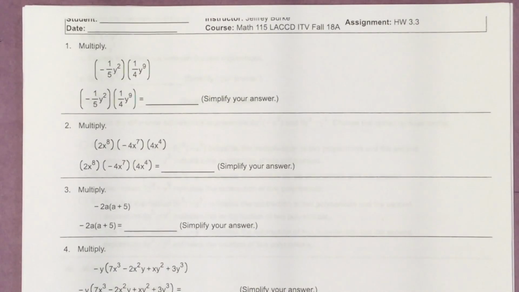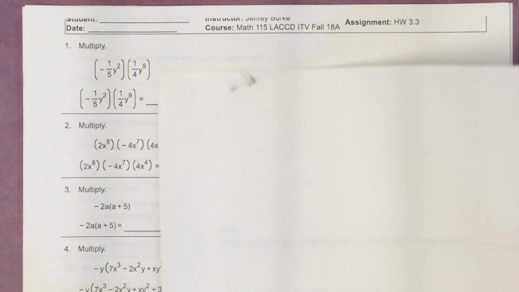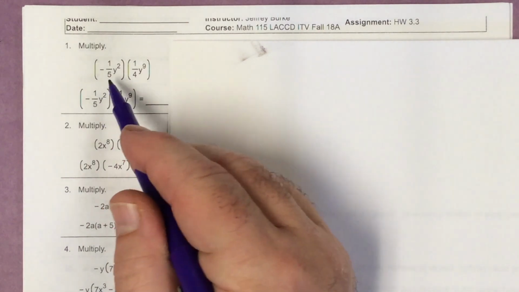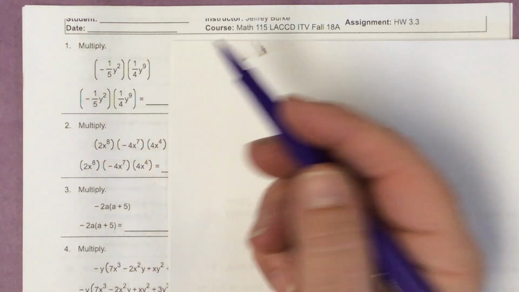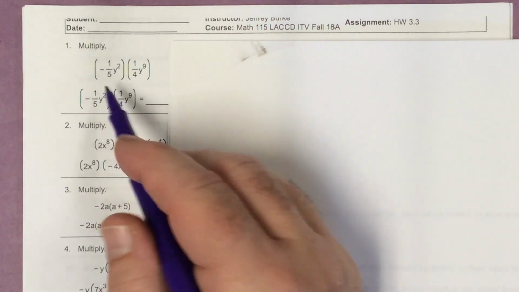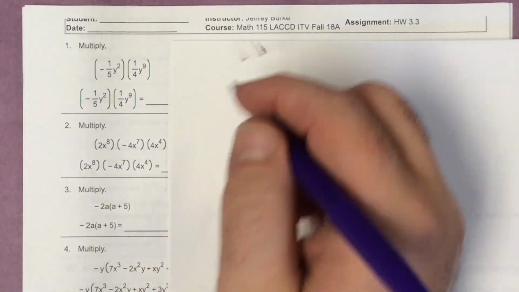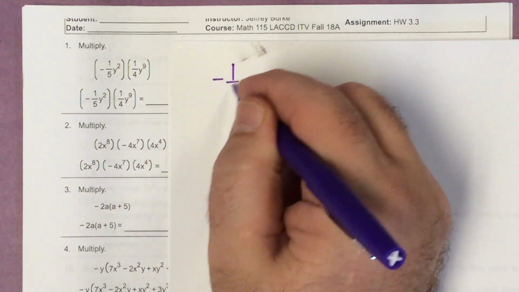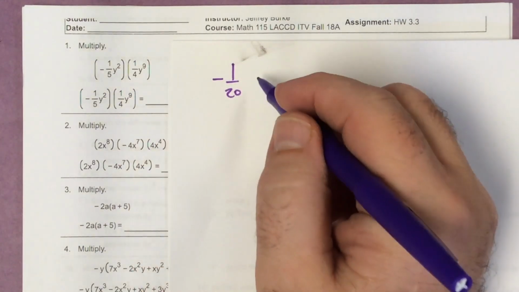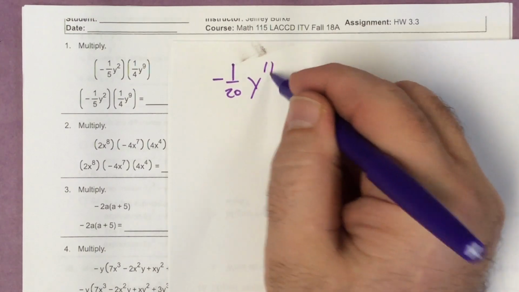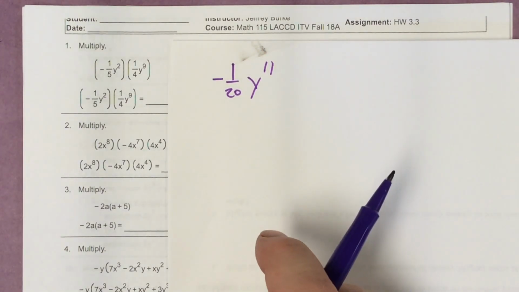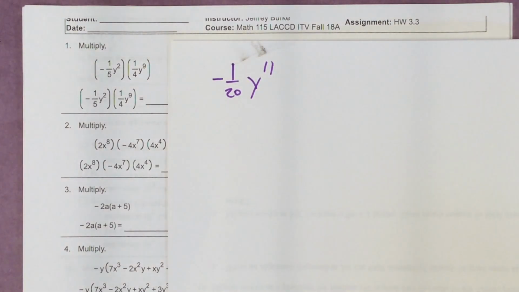So we're going to go ahead and take a look at question 1. In this case, we are multiplying a monomial times a monomial. If we take negative 1/5 y squared times 1/4 y to the 9th, we just multiply the numbers, and a negative 1/5 times positive 1/4 will give me negative 1/20. And then y to the 2nd times y to the 9th will give me y to the 11th, as we add the exponents for that particular question.